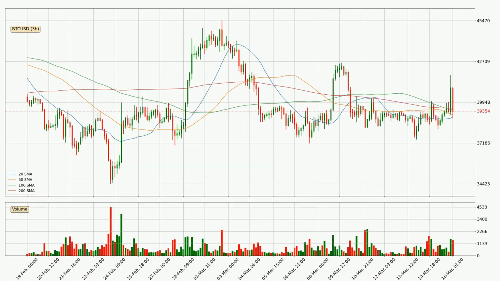Jumping to the 3-hourly simple moving averages, the current price is between the 50 and the 200 SMA. If the price bounces off the 50 SMA, which is currently at 39,125, it could be seen as a support, and the 200 SMA, that is at 39,548, could be seen as a resistance to the upside. Breaking either way signals a possible further move in the corresponding direction.